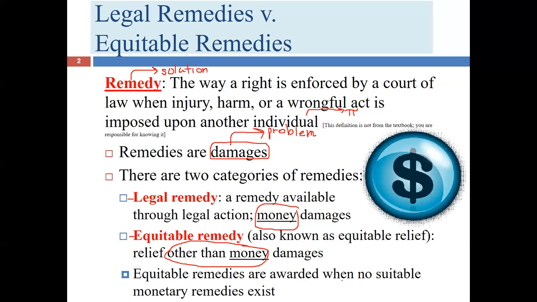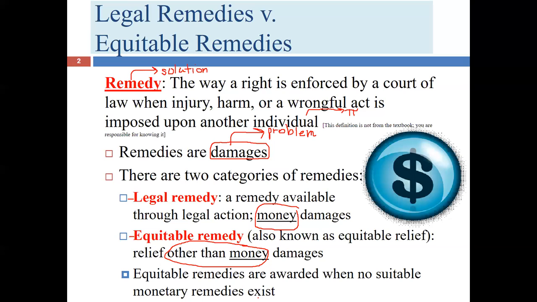Equitable remedies are awarded when no suitable monetary remedies exist. The presumption in the law is that money solves virtually every problem, at least every legal problem. Maybe it doesn't solve your love life problems, but it solves your legal problems. Usually what plaintiffs want is money. They may have preferred not to have needed an attorney or needed to file a lawsuit at all, but now that they're in the thick of this lawsuit, what they want is money.